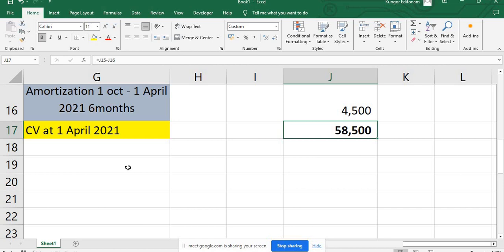So in conclusion, you shouldn't hold an asset at a value which is more than what is at the market.